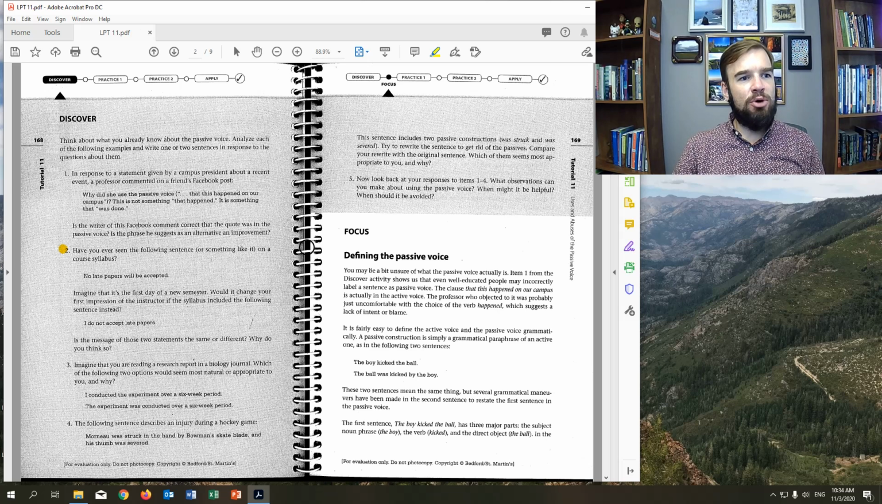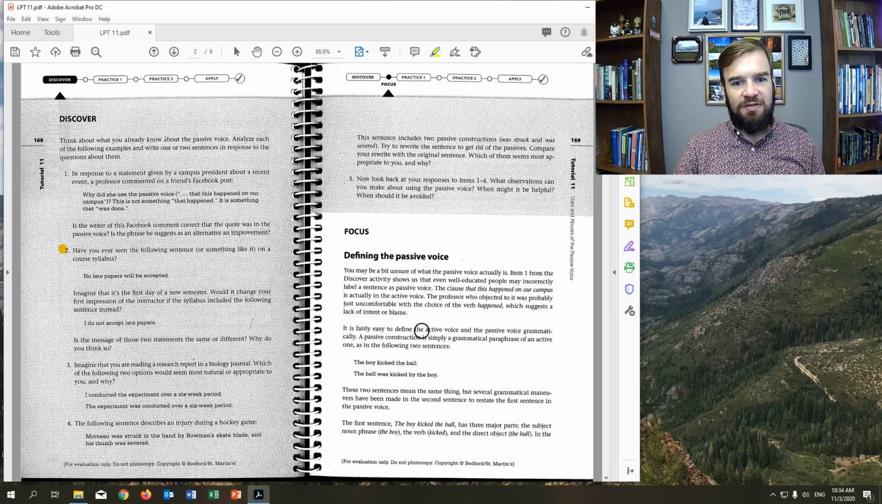All right, so after you've spent a moment or 2 with the discover activity, we'll continue here on page 169 where it says focus, defining the passive voice. Now, you may be a bit unsure of what the passive voice actually is. Item 1 from the discover activity shows us that even well-educated people may incorrectly label a sentence as a passive voice. The clause, that this happened on our campus, is actually in the active voice. The professor who objected to it was probably just uncomfortable with the choice of the verb happened, which suggests a lack of intent or blame.